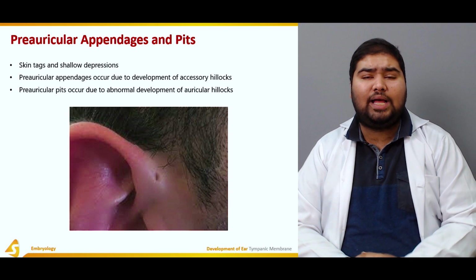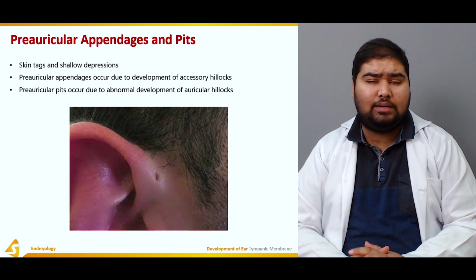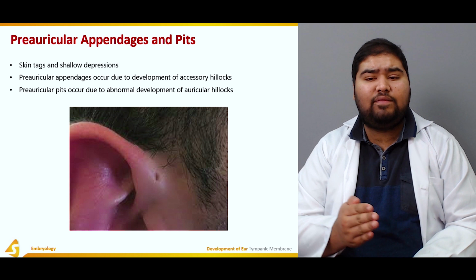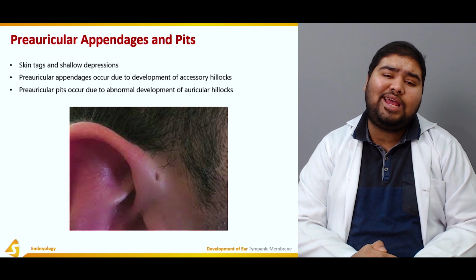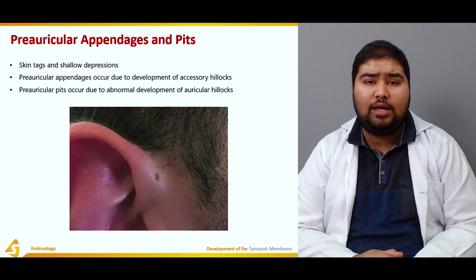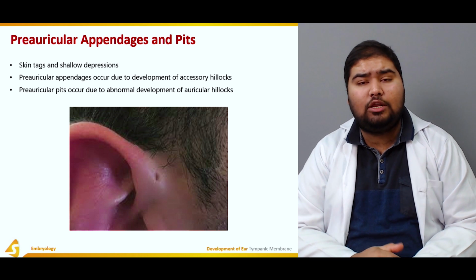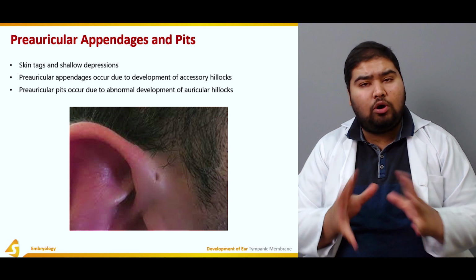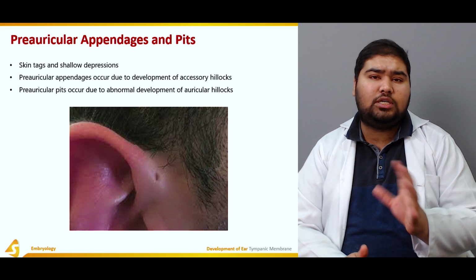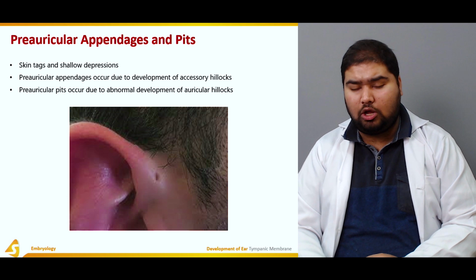So there are two things going on in this condition. We can have accessory hillocks. Accessory hillocks will give rise to preauricular appendages. However, if a person has preauricular pits, there's abnormal development of the hillocks, not supernumerary hillocks.